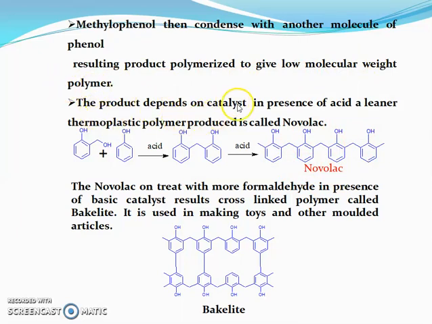The product depends on the catalyst. In presence of an acid, a linear polymer may be obtained, called a thermoplastic polymer, and the product is called novolac resin. But this novolac resin, when reacted with more formaldehyde in presence of a basic catalyst, results in a cross-linked polymer. This is called Bakelite polymer. It is used in making toys and other molded articles.